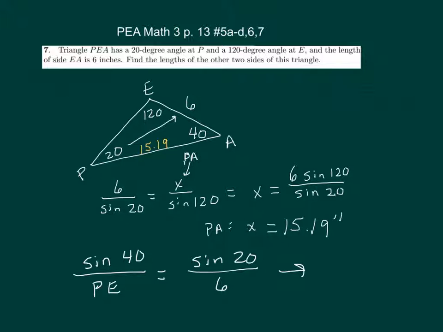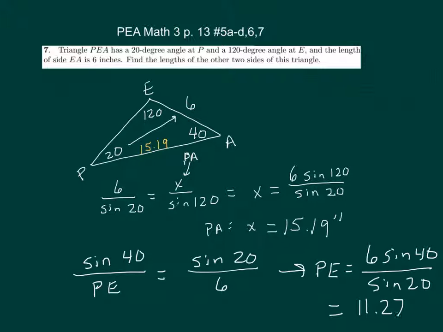And then PE would equal, hold on, let me do the math here. It would be 6 sine 40 over sine 20. And what did you get, Jamie? 11.27 inches. And there are your other two sides.